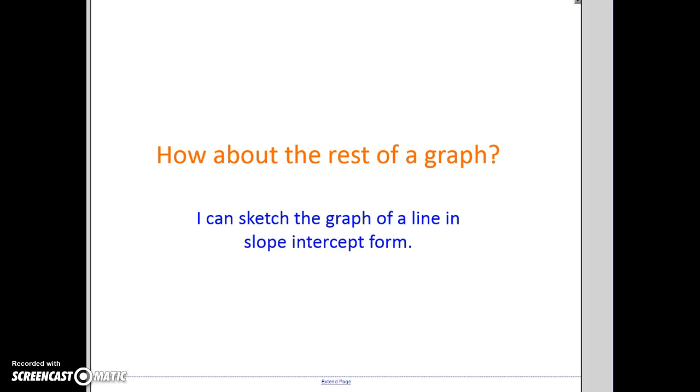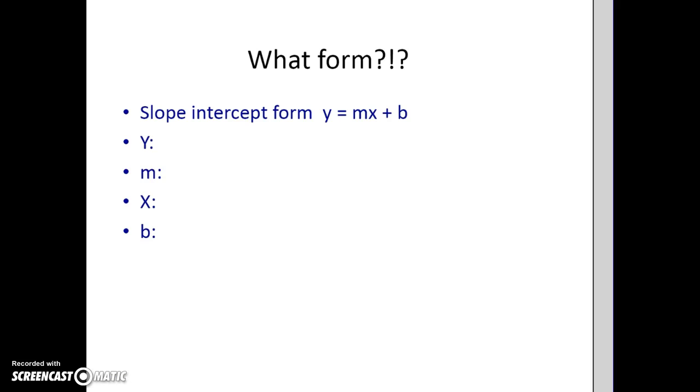I can sketch the graph of a line in slope-intercept form. What form is that? Slope-intercept form. We've learned what slope is, and we've learned that slope is represented by the letter M. Okay. Intercept. Intercept means where it crosses. It's like an intersection. Where it crosses.